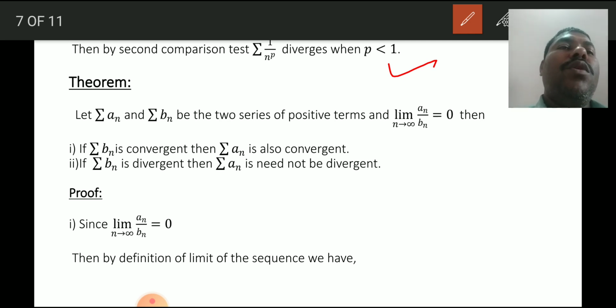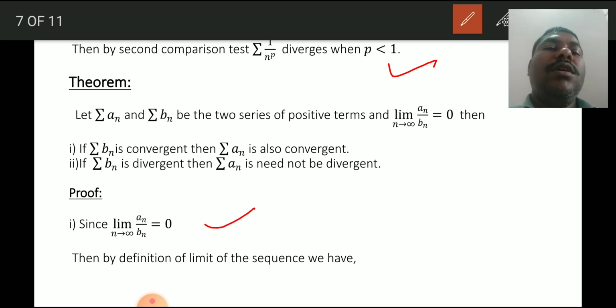Then we have one more theorem. So the statement is, let summation an and summation bn be two series of positive terms, and limit of an by bn as n tends to infinity is equal to 0. Then we have to prove that if summation bn is convergent, then summation an is also convergent. And the second one is, if summation bn is divergent, then summation an need not be divergent. So, proof of this theorem.